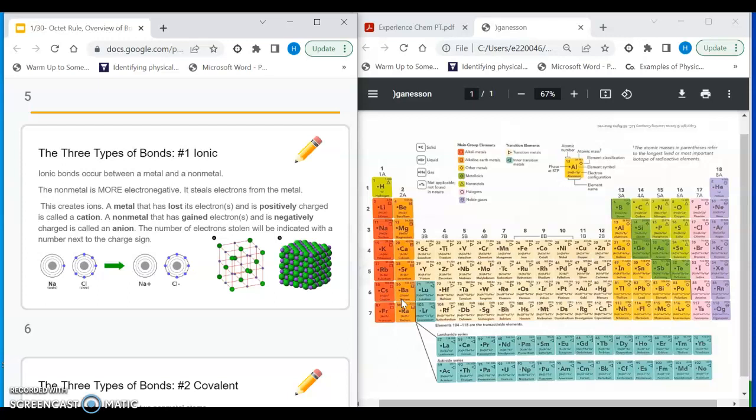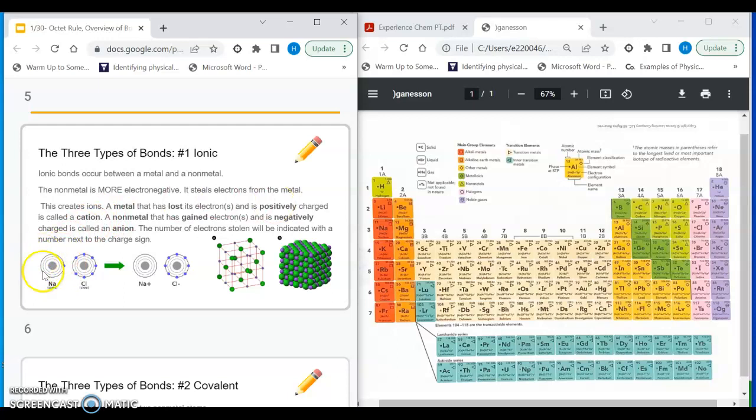But that's not complicated enough. There is a cation and there's an anion. So the atom that loses its electron, possibly plural, maybe it lost 2, maybe it lost 3, possibly 4. So a metal that's lost its electrons is going to be positively charged, all right? It's going to be positively charged because it is losing that negative charge.